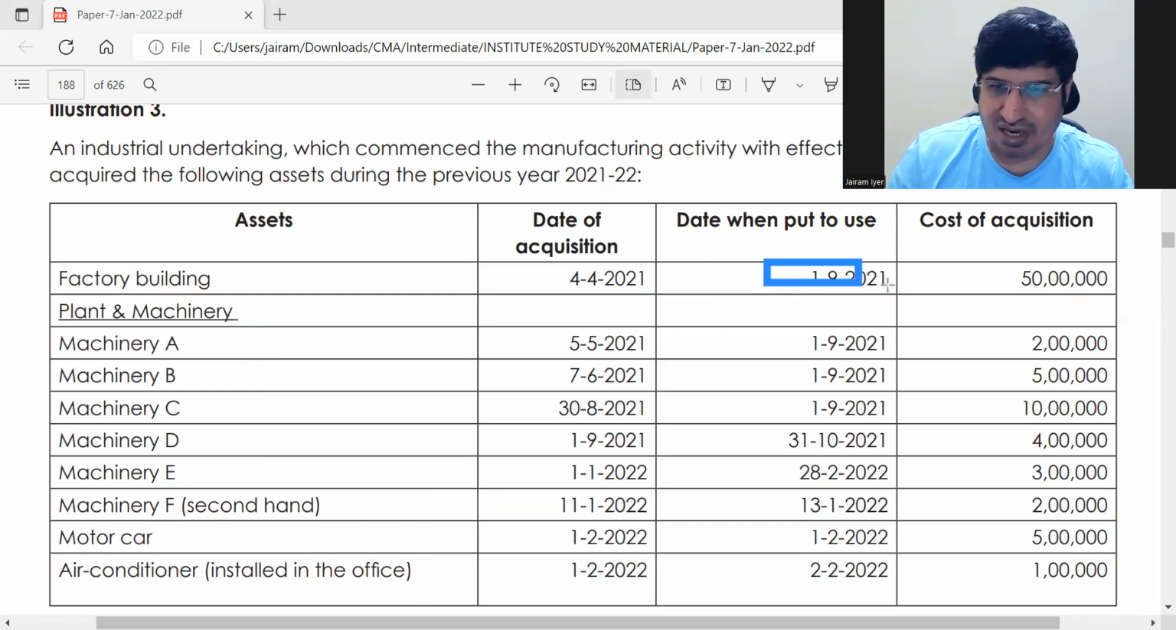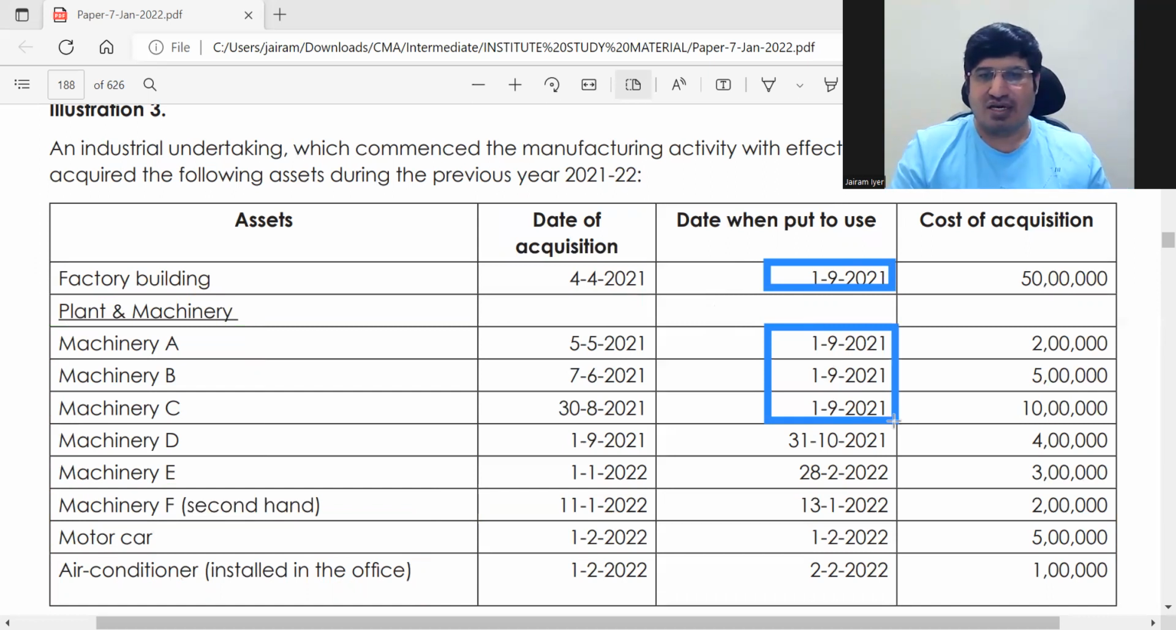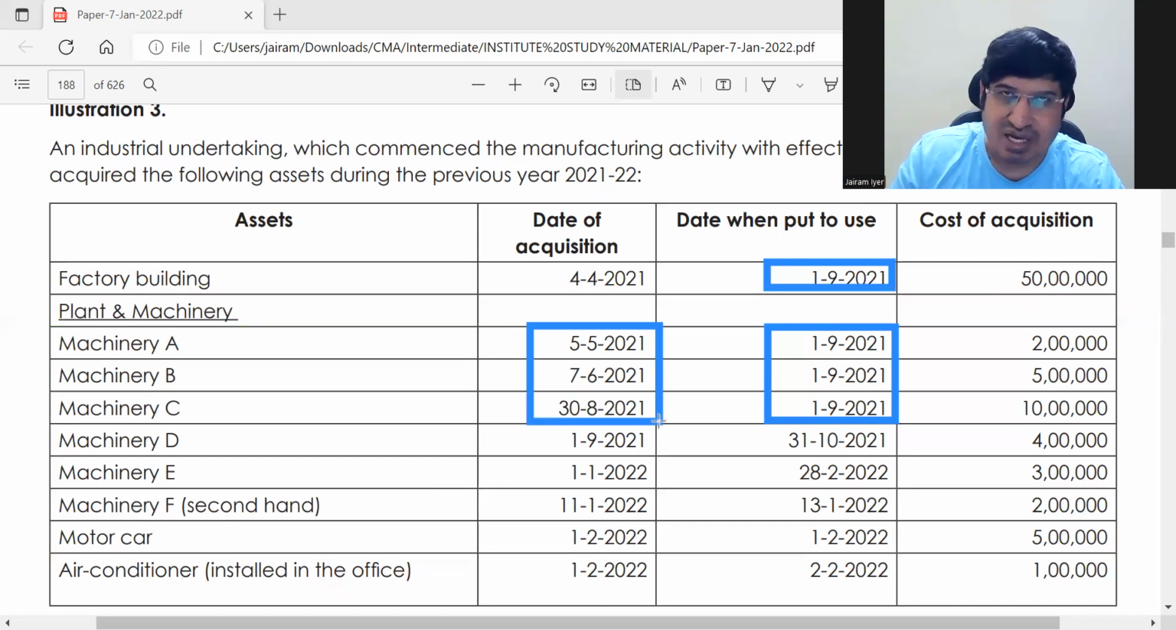For this, it is 19. Okay, fine. So this we have already seen. Now these three also are 19. And if you see these dates, this is before 19. All three are before 19. Correct? And this is the date when put to use is 19, which comes within 3rd October, within or including 3rd October. Correct? So this will get 100% depreciation. Now total how much it is? Total this is 17 lakhs. Correct?